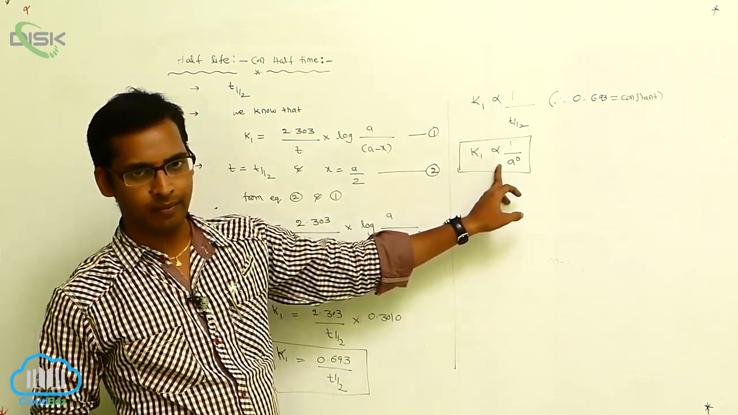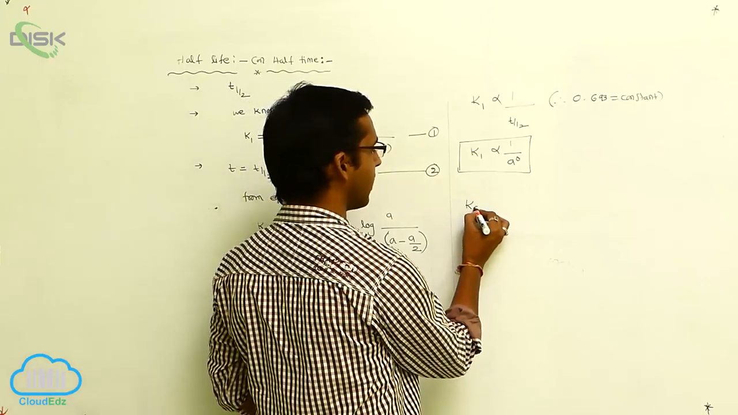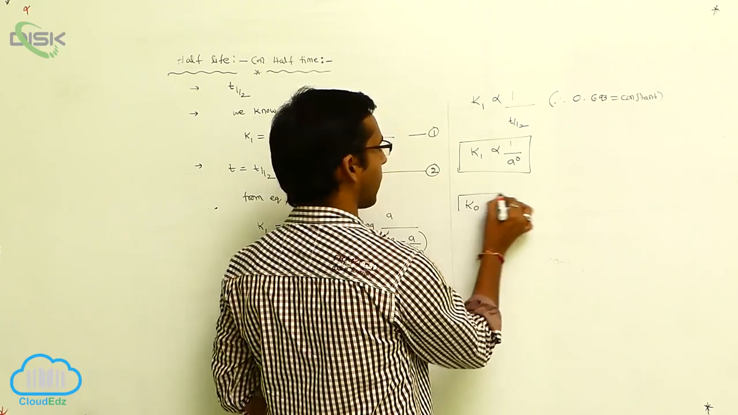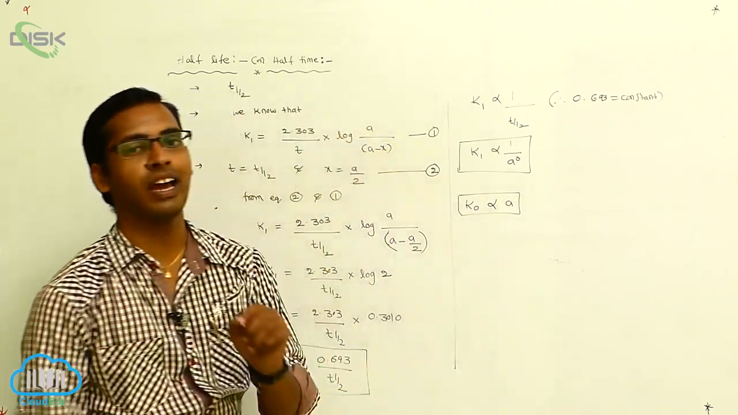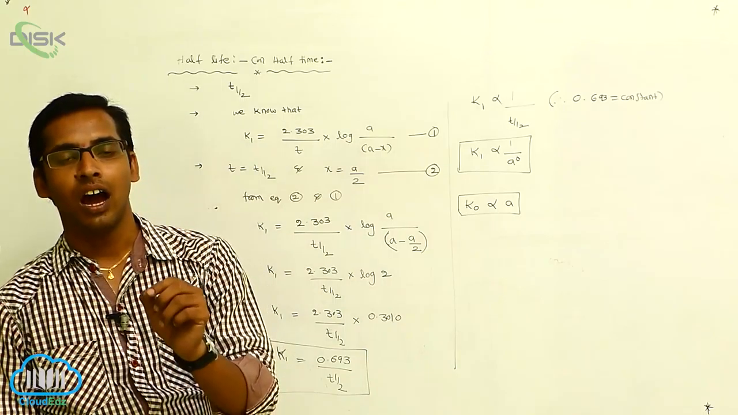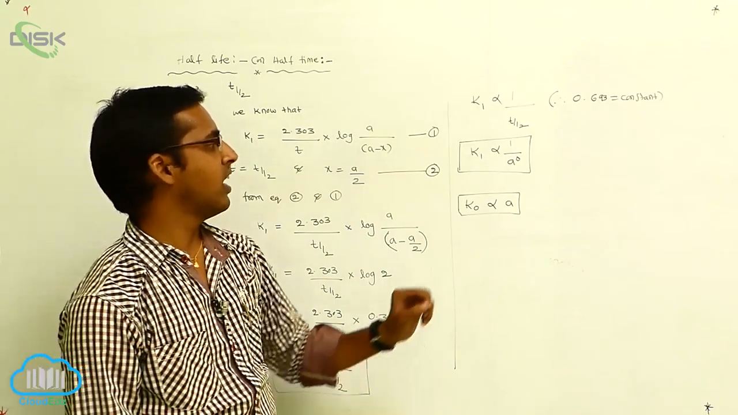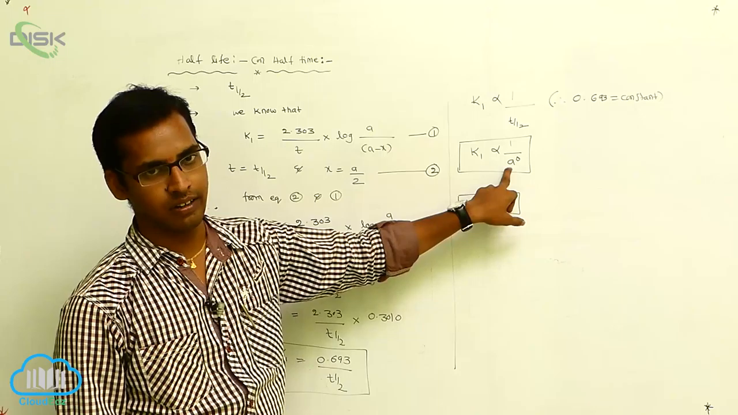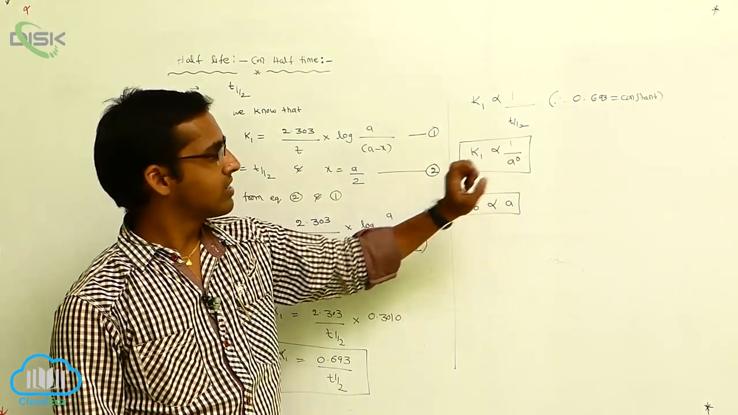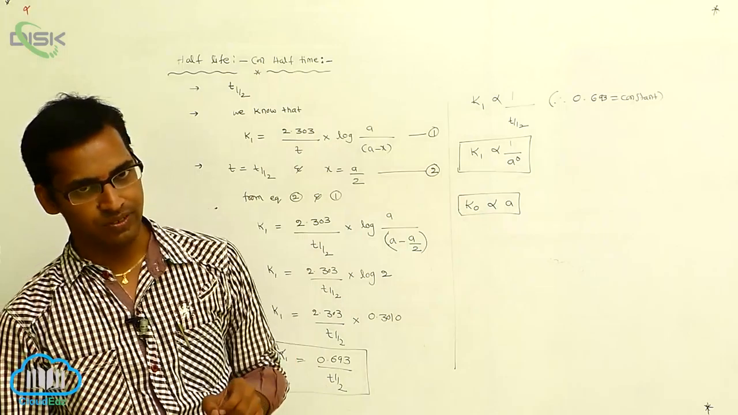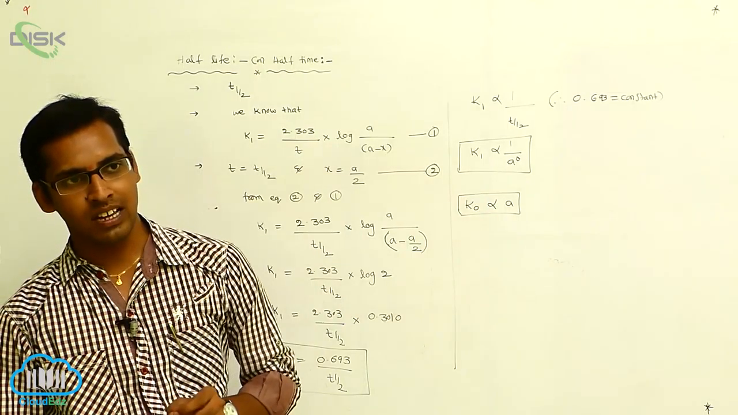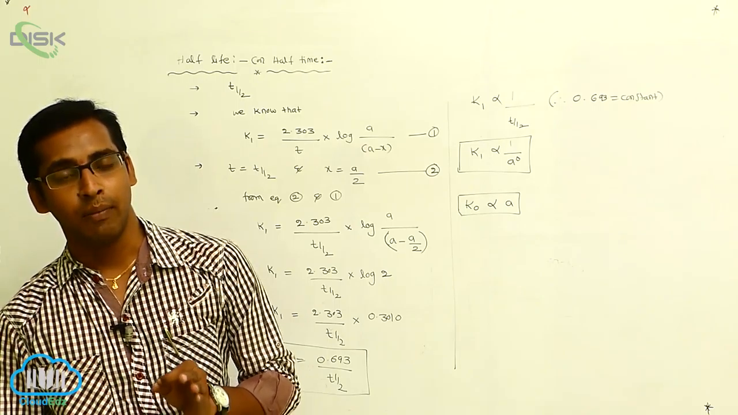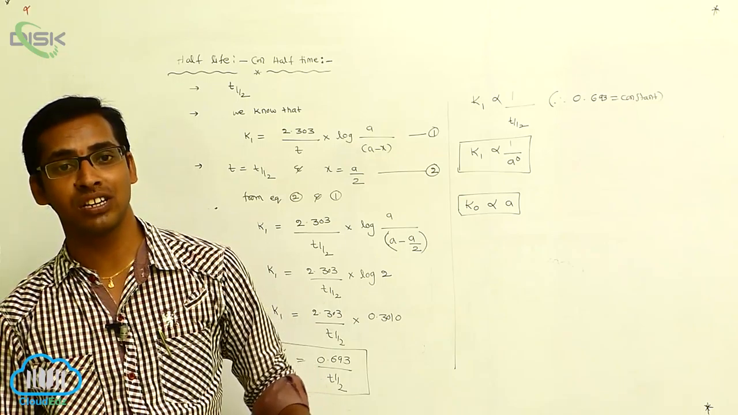Here, for a first order reaction, whether the concentration increases or decreases, the half time is independent. But for a zero order reaction, k0 is directly proportional to half time, which means the zero order reaction depends on half time, while the first order reaction does not depend on half time. This is the first difference.